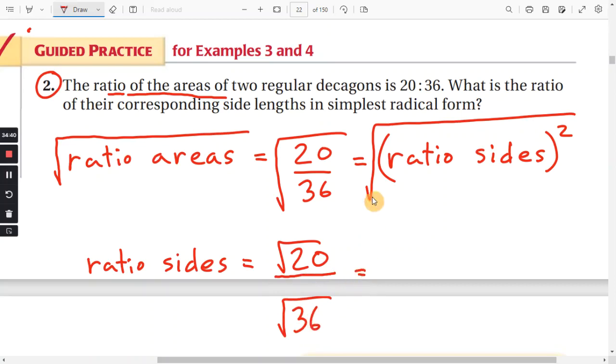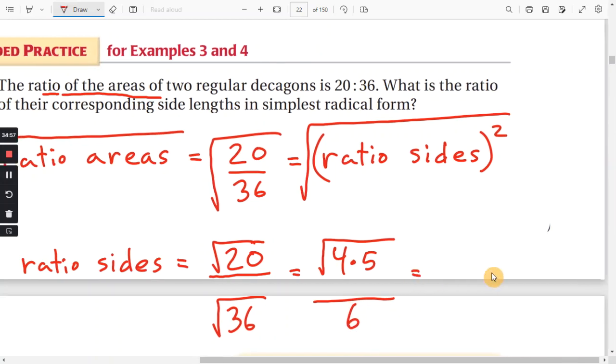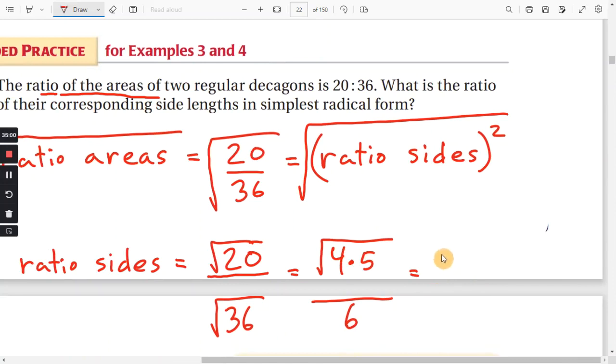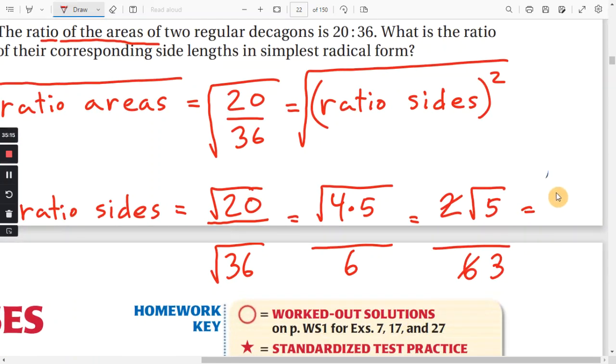All right, and they said simplest radical form. Well, for 20, that's the same as 4 times 5. And the square root of 36 is just 6. Square root of 4 is 2, and we still have radical 5. And in the denominator, we have the 6. So 6 divided by 2 is just 3. And that's simplest radical form. So it's just radical 5 over 3.